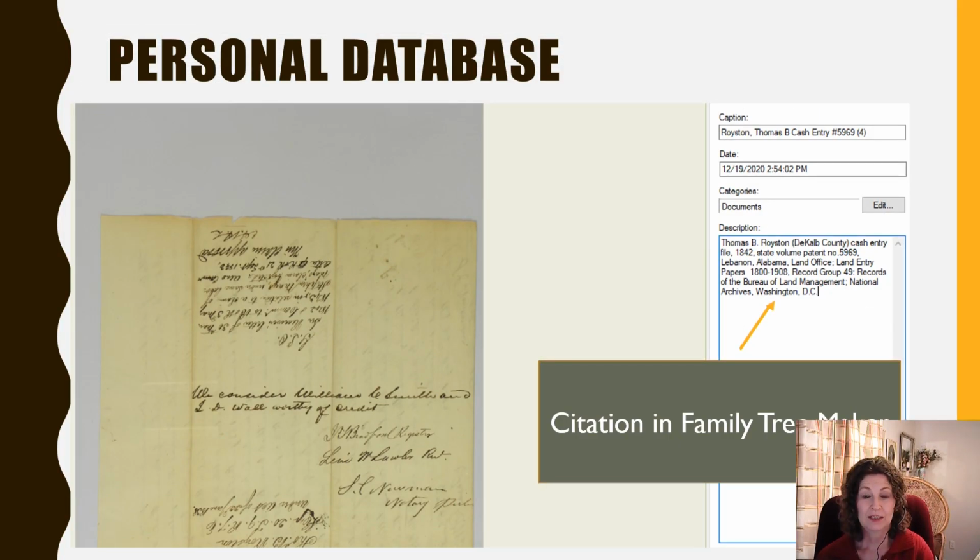So here's an example of that same citation that I copied into my personal database in Family Tree Maker. And it's a little bit different image here because that same file has several different documents, but each one of them does get the same citation. And that will tell me again exactly where I found that record and how to get back to that.